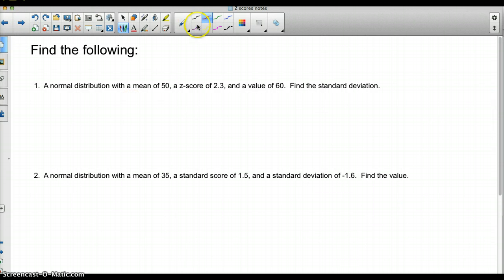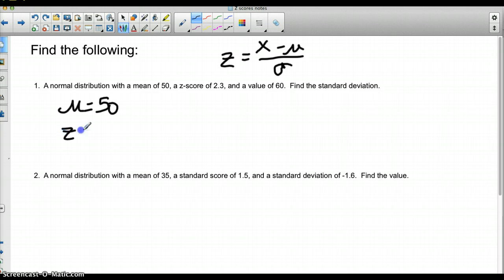Okay, so sometimes you're not always going to be asking just to find the z-score. You may have to find other parts. So the trick is to still remember that z-score formula where z equals x minus mu over the standard deviation. Okay, and you go through and you see what you have in your problem. So a normal distribution with a mean of 50, so mean equals 50, and a z-score of 2.3 and a value of 60, so x equals 60. So you know 3 of your variables, and we're trying to find standard deviation.